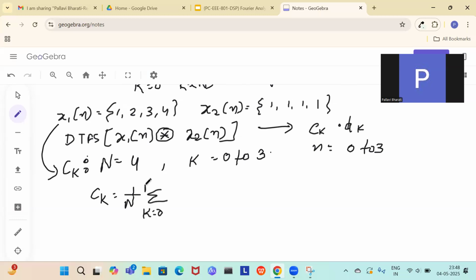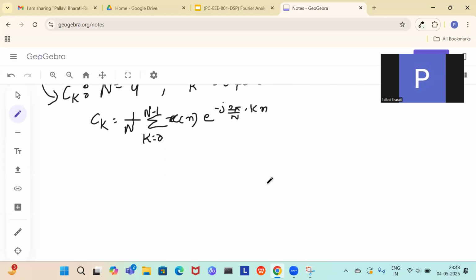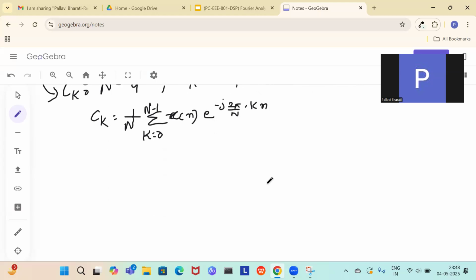k equals 0 to N minus 1, x[n] e to the power minus j 2 pi by capital N into kn. Now let's write this. We have to find the coefficients, starting with C0.